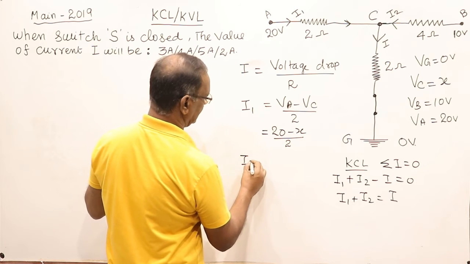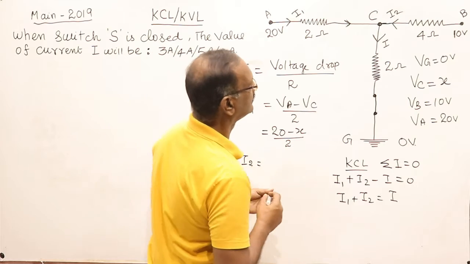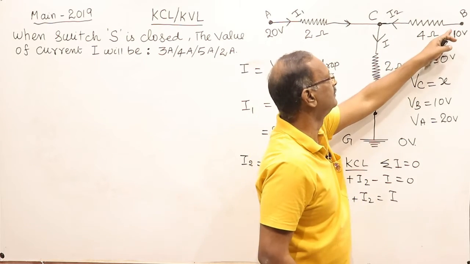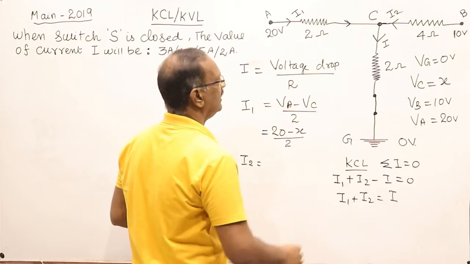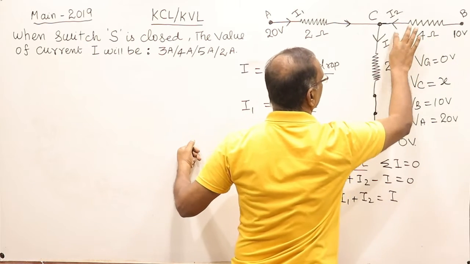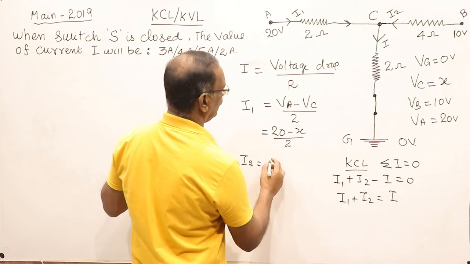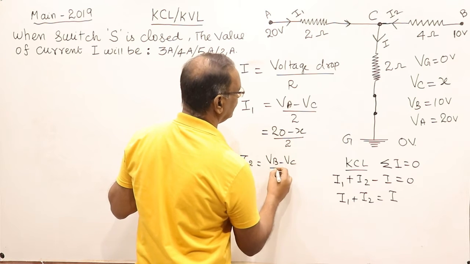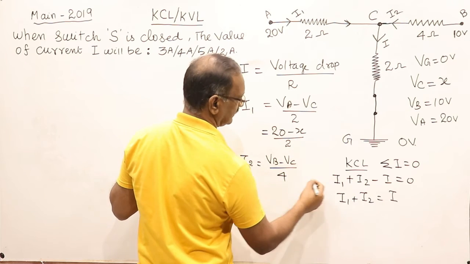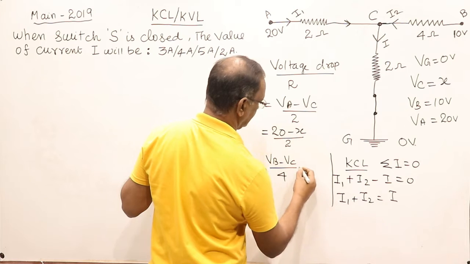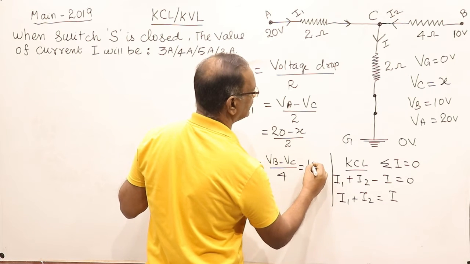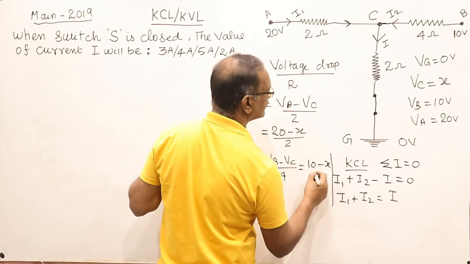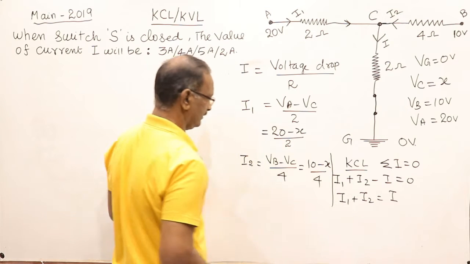What about I2? Since current is flowing from B to C, B is at higher potential and C is at lower potential. The potential drop between these points is VB minus VC divided by the resistance across it. So VB is equal to 10, VC is equal to X, divided by 4.